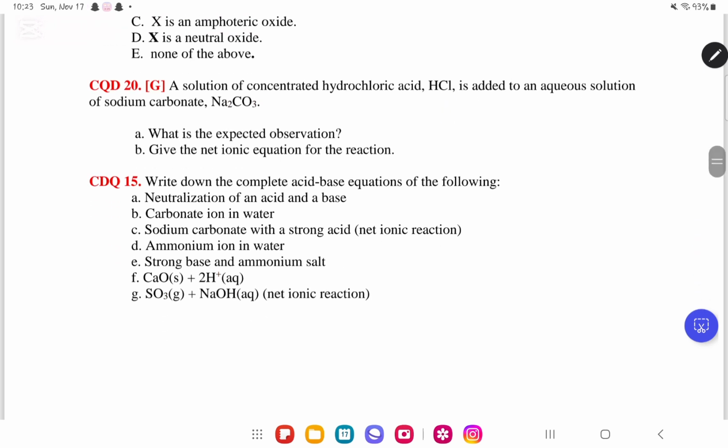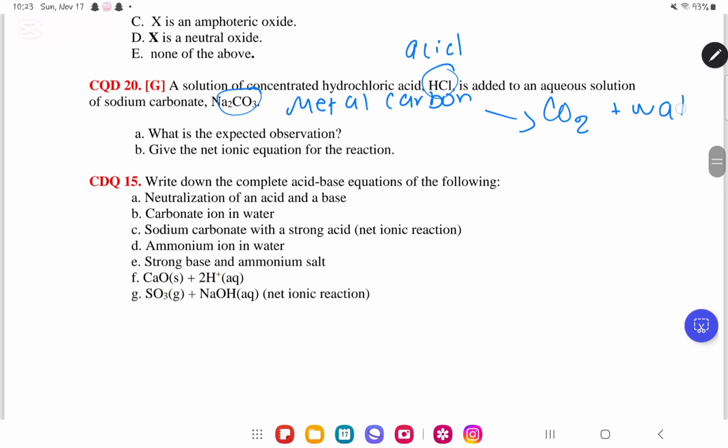Now, CQ: a solution of concentrated hydrochloric acid, this is an acid, is added to an aqueous solution of sodium carbonate, Na2CO3. Acid added to a metal carbonate will definitely release carbon dioxide plus water plus a salt. Okay? Salt is either soluble or insoluble. Now, what is the expected observation? First of all, because we're releasing CO2, there is going to be effervescence.